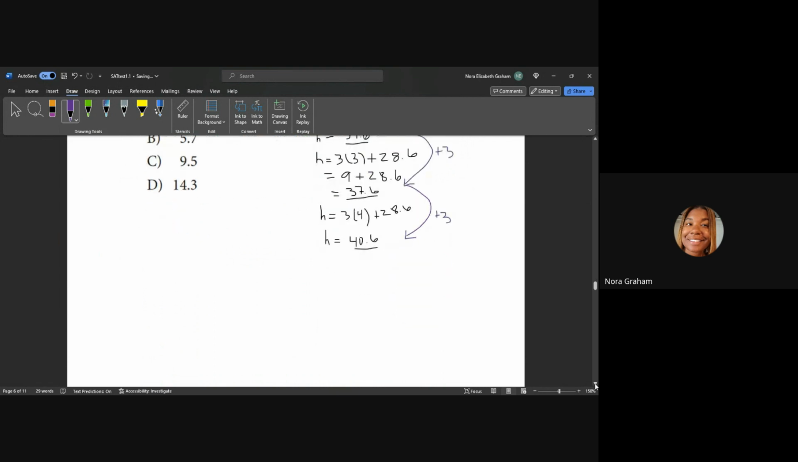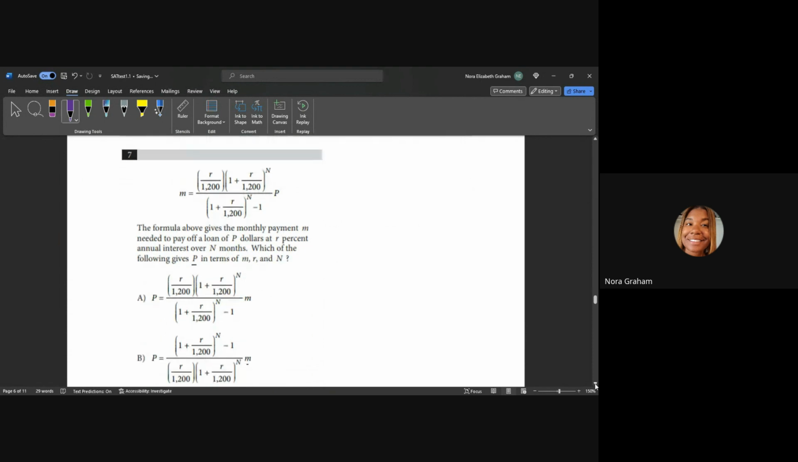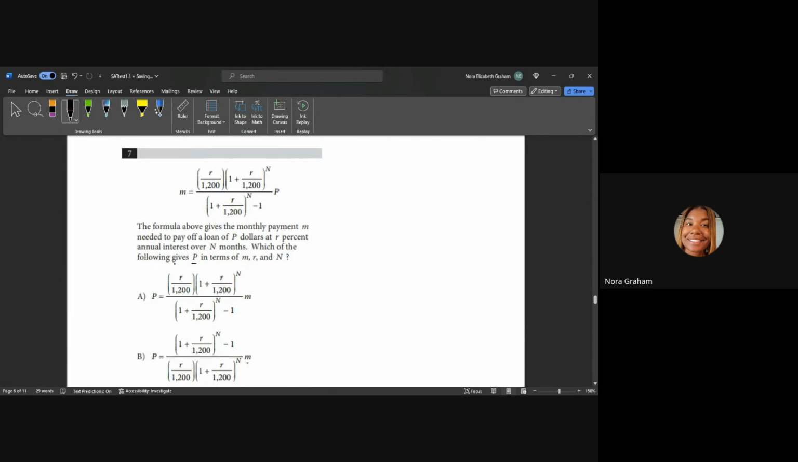Right. So let's go on to the next one. Now let's do number 7. This one looks like it's mostly going to be Algebra 1. So the formula above gives the monthly payment M needed to pay off a loan of P dollars at R% annual interest over N months. Which of the following gives P in terms of M, R, and N? So we just want to isolate P to be all by itself.